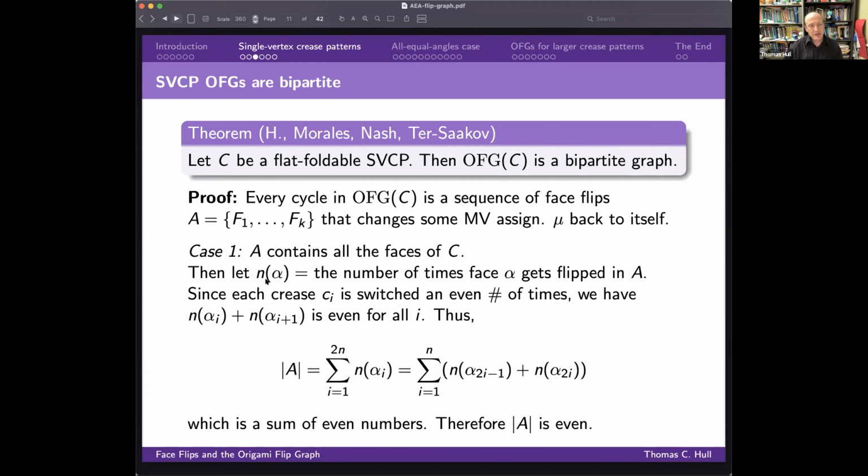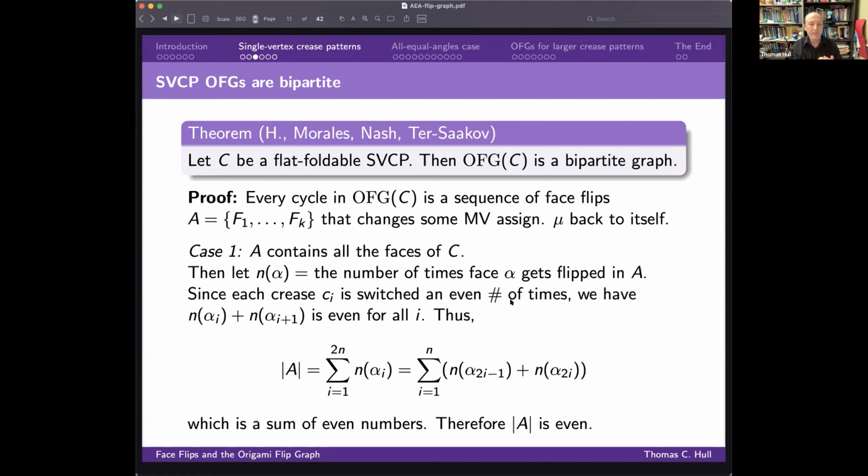I define some notation here. I say let n of alpha be the number of times face alpha gets flipped in this sequence A, okay? Because like I said, a face might be in the sequence more than once. So for a given face alpha, let n of alpha be the number of times we flip it. Then now every crease CI must be switched an even number of times. That's because we're starting at a mountain valley assignment and coming back to the same mountain valley assignment.